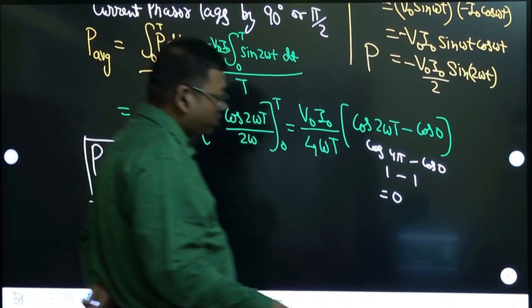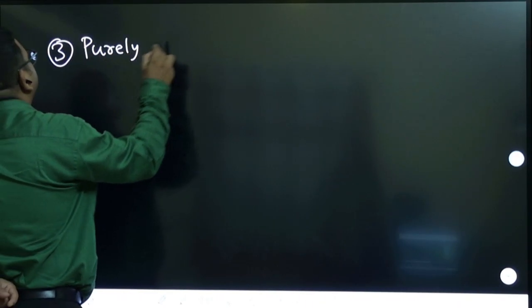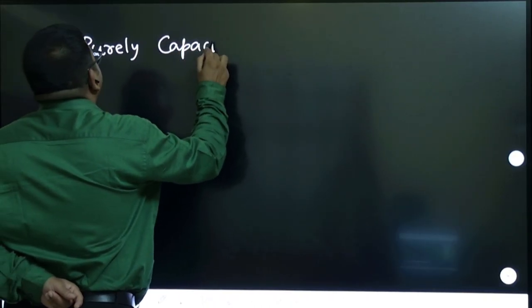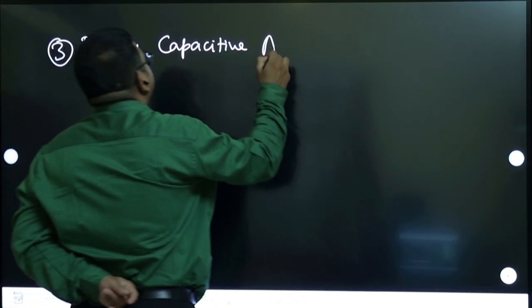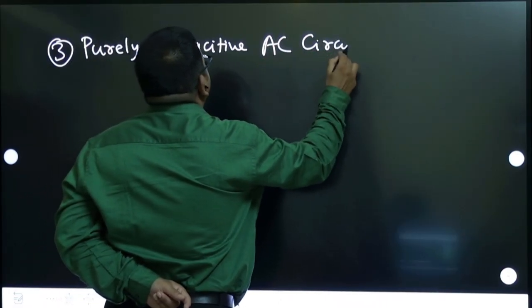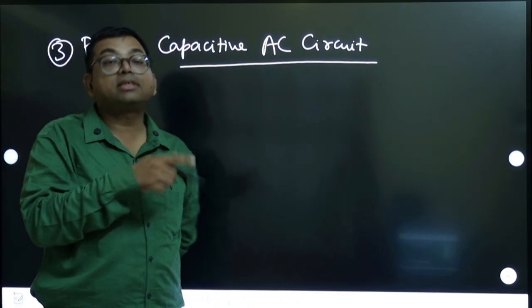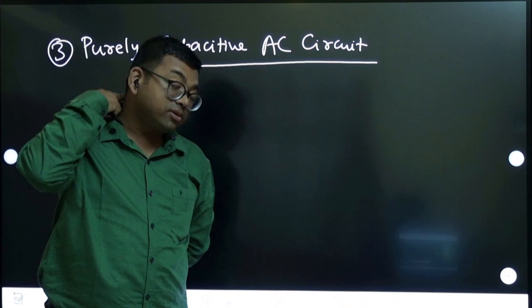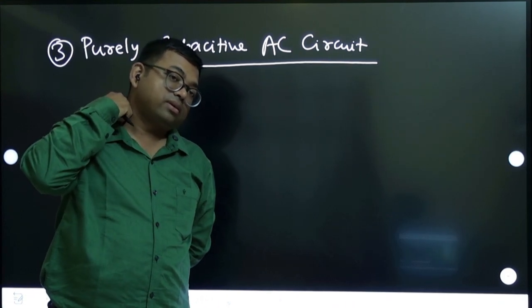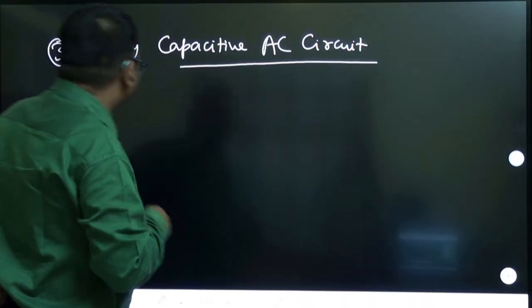Then next we will go for the purely capacitive AC circuit, the third one. But you try to find out that the constant is 0. In NCERT also they have taken 0. Try to find out from that NCERT.